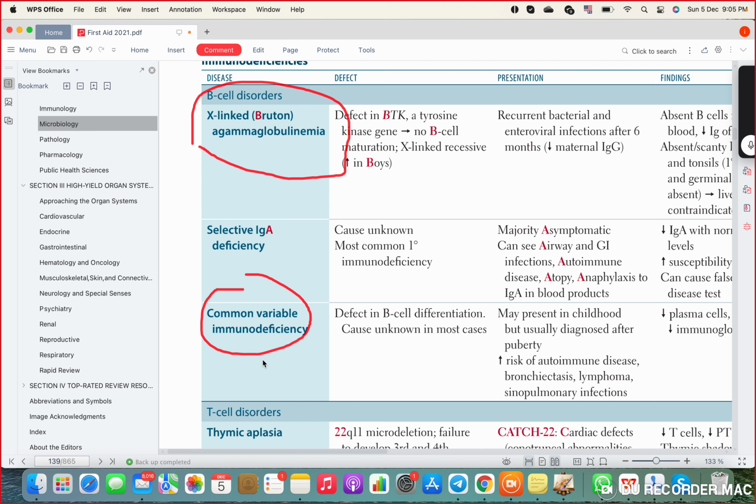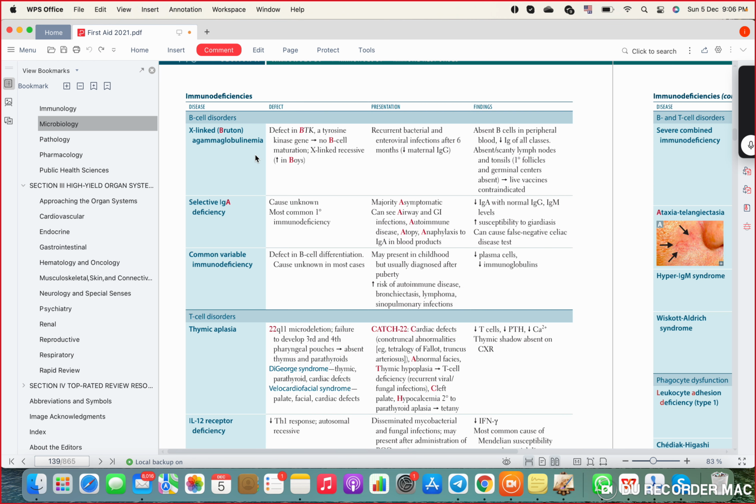X-linked is in children after 6 months of age and in boys, doc. And common variable is more than 2 years to adolescence, doc, and it's seen in girls mostly. Well, it's not sex specific, that's the thing. But mainly, mostly boys. Yep. What happens to their tonsils?